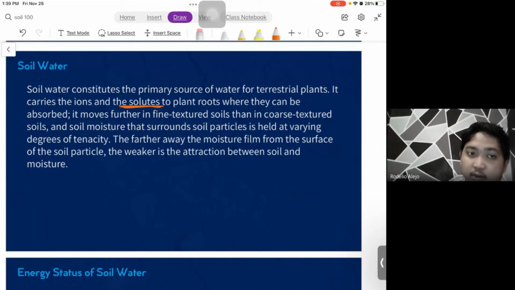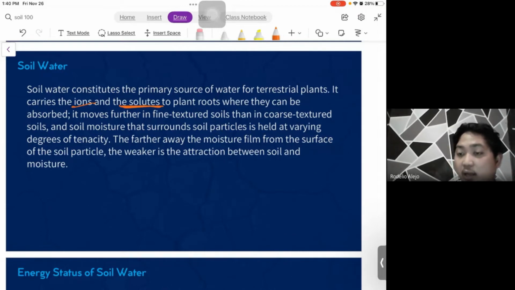So that's another importance of soil water, in the form of ions. Pag sinabi nating ions, these are either positive or negative charges na nutrients natin. It is freely moving and can be absorbed by the plants. It moves further in fine textured soil than in coarse textured soil. And soil moisture that surrounds soil particles is held at varying degrees of tenacity.